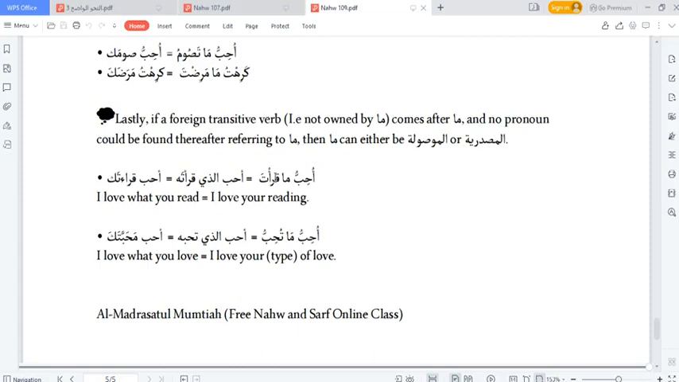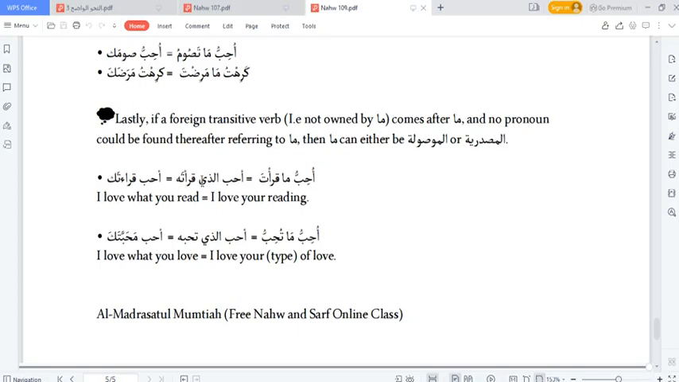Learn that too, no pronoun. If there was a pronoun, we would have ended the talk. We won't go further. But there's no pronoun, because it's the only pronoun here, and it's definitely not owned by the ma. So if there's no pronoun, then it's possible that we say this ma is ma mausula or ma masdariya. So if we say it is mausula, we will say uhibbu alladhi qara'tahu, I love that which you are reading, or you can even say uhibbu ma qara'tahu.